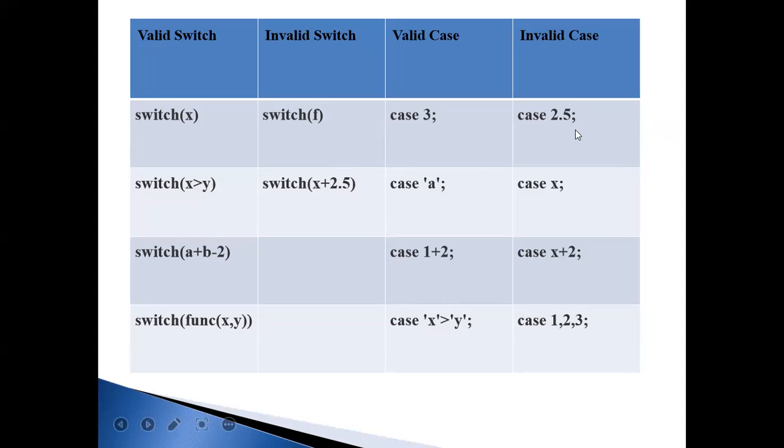That is, f and 2.5 are invalid. Only x is valid. It is not a without quotes. See, if you want this character, it should be single quoted. Okay, x plus 2, like that 1, 2, 3. These are the invalid cases and invalid switches.